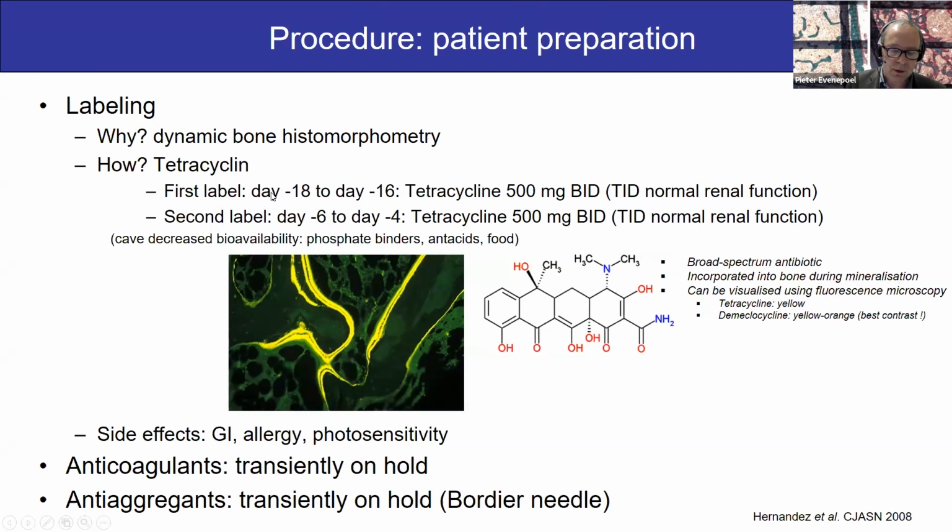And again, knowing the time interval between the administration of the labels allows us to calculate the bone formation rate and also the mineral apposition rate. So it gives you very important information. In order to get the most out of it, labeling is something that certainly should be considered. Most of these antibiotics are well tolerated. They can give some GI problems, and some patients are allergic. But it's important that you give these antibiotics apart from phosphate binders and antacids. So you should stop them during the administration of these antibiotics in order to increase the bioavailability.